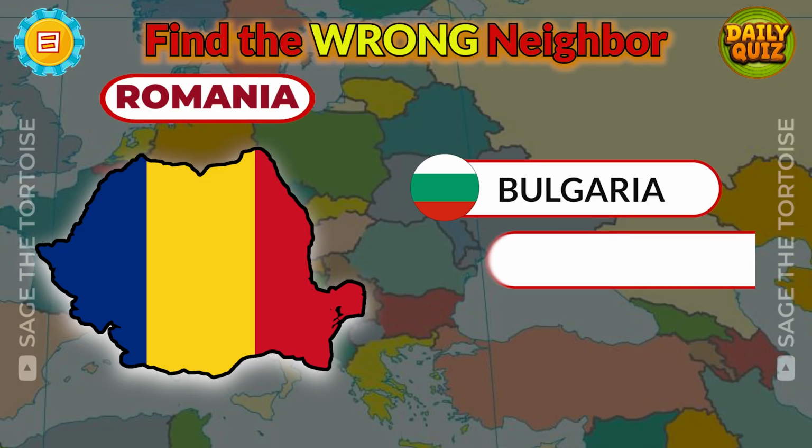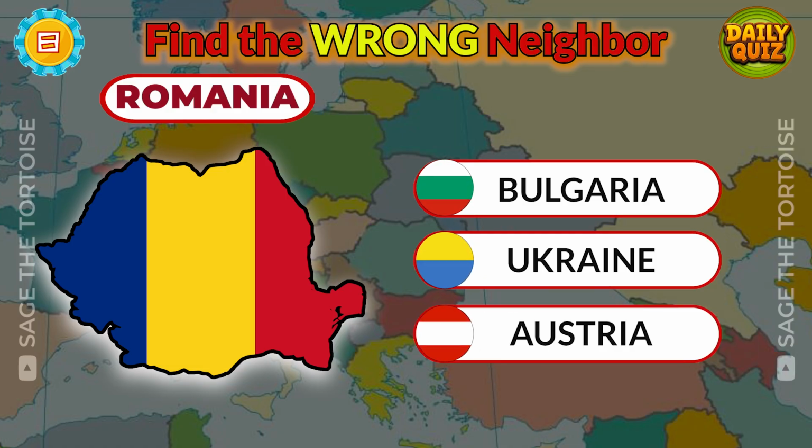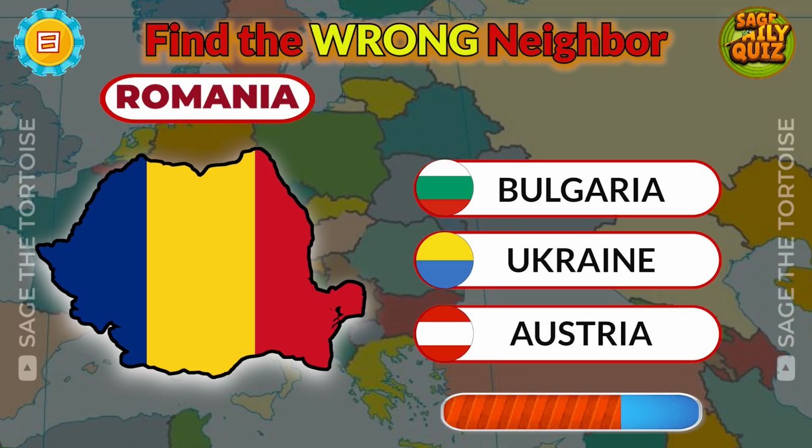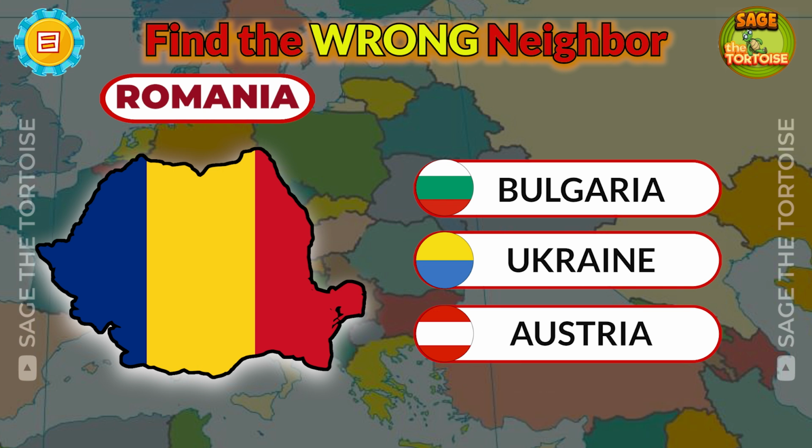Romania borders Bulgaria, Ukraine, and Austria. Which one is wrong? The answer is Austria.